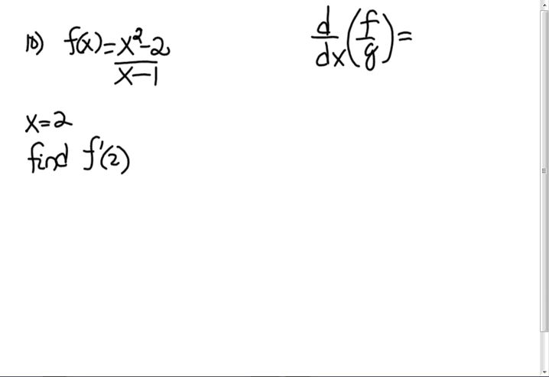Okay. It's the high and low. I do it this way. I start in the denominator, go up, and then come back down. So it's g times f prime minus f times g prime, all over g squared.